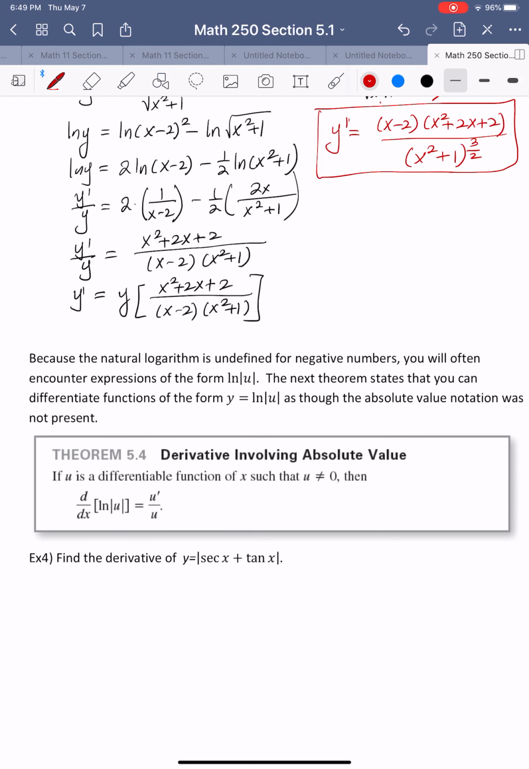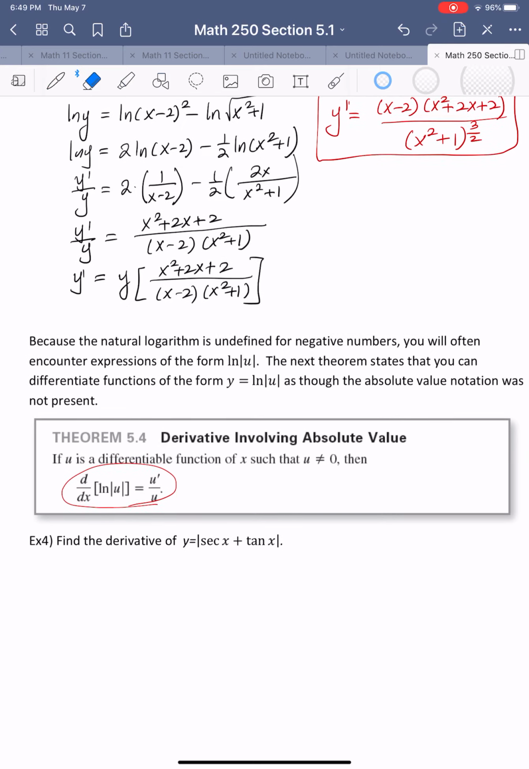That's okay. Because the natural logarithm is undefined for negative numbers, you will often encounter expressions of the form ln of the absolute value of u, which always makes a positive number. The next theorem states that you can differentiate functions of the form y equals ln absolute value of u, although the absolute value notation was not present. So this is the theorem, the derivative involving the absolute value.